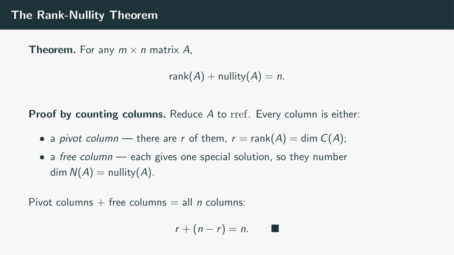There is no third kind of column. So if we add the number of pivot columns to the number of free columns, we must get the total number of columns, which is n. In symbols, r plus the quantity n minus r equals n. That is the entire proof. No input direction is ever lost. Each one is either used by the matrix or sent into the null space.